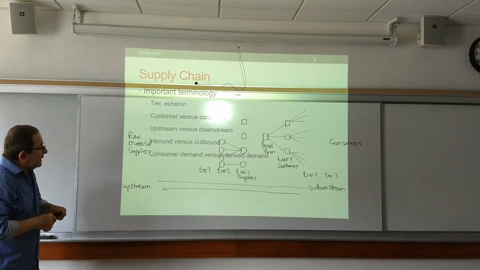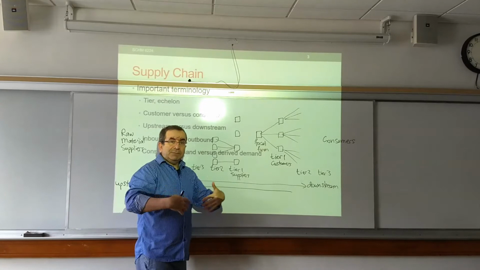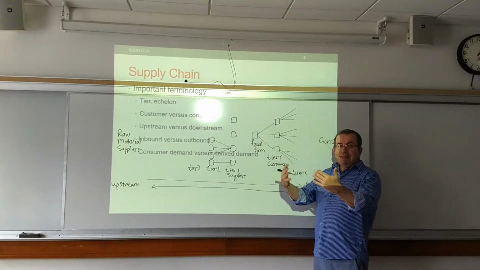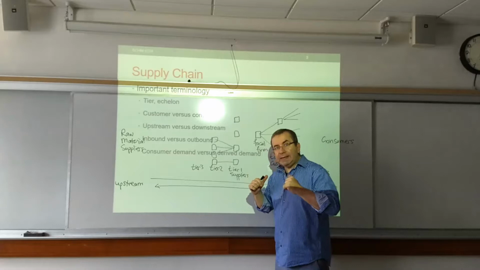Now there's also inbound and outbound. What's the difference? Inbound is something that comes to you. So if you have an inbound shipment, that's a shipment that you receive. Outbound is something that goes away from you, like an outbound shipment that you're making. Inbound flight, outbound flight, same thing.